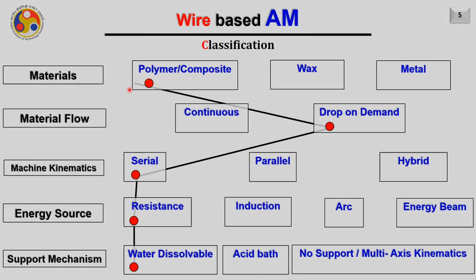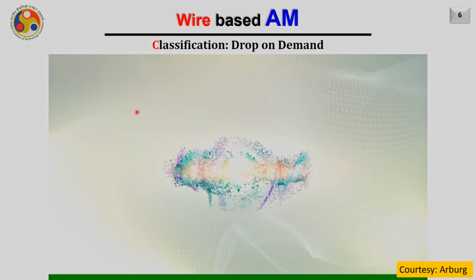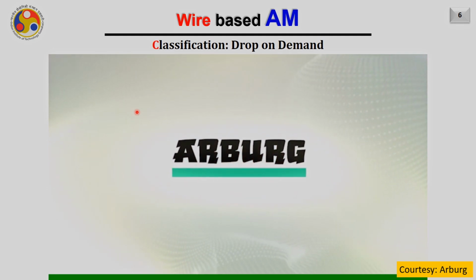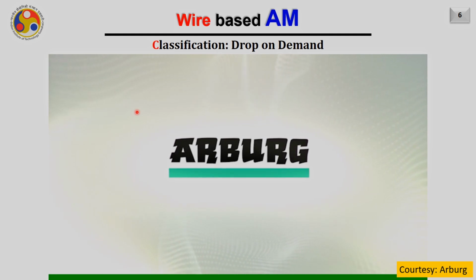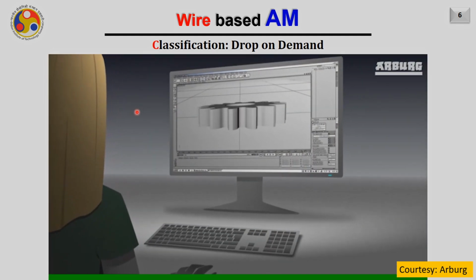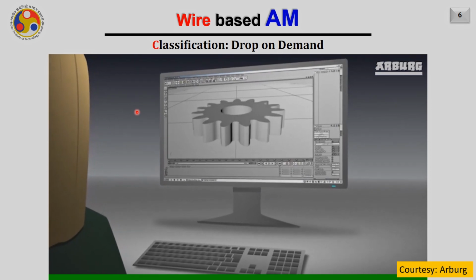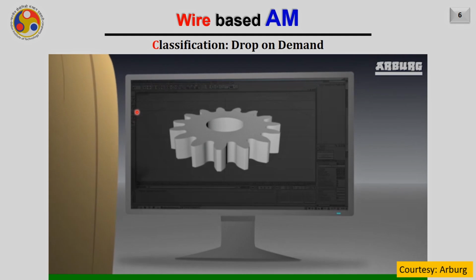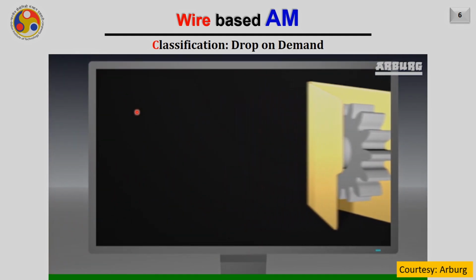Another classification is when, instead of depositing the material continuously, we deposit drop on demand. In that case, one can argue that the raw material is not really wire, but it can be in the form of wire as well, because our ultimate focus is to see what kind of drop on demand can be obtained. This is the machine by Arburg. Like other FDM processes, we start with the CAD model, slice it, obtain the outer contours, generate the inside area filling toolpath, and then process it to the machine.